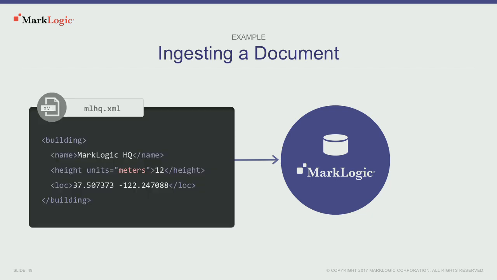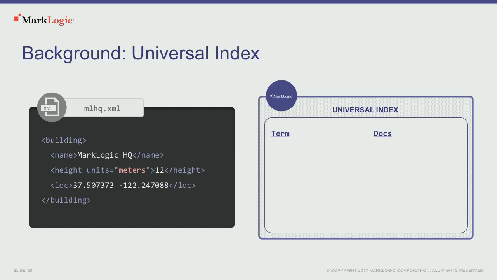So let's be specific. Here's an example document with some geospatial data in it, as well as some other data. So what happens when this document comes into MarkLogic? Well, even if you haven't configured any special indexes, MarkLogic's universal index will index certain properties of the document. In particular, it'll index words. So for example, here the words MarkLogic and HQ occur in this document. If you have phrase searches turned on, it'll index phrases, like MarkLogic HQ.